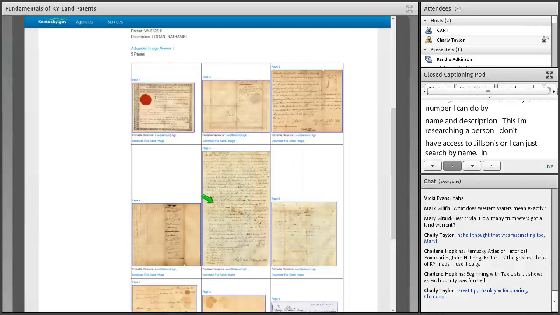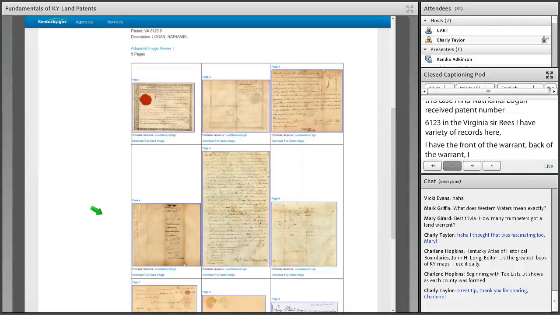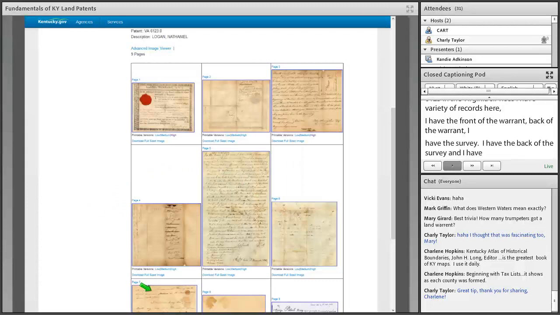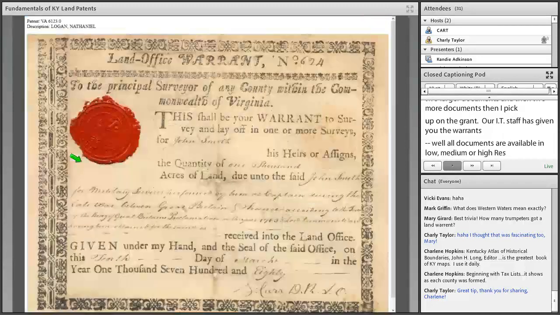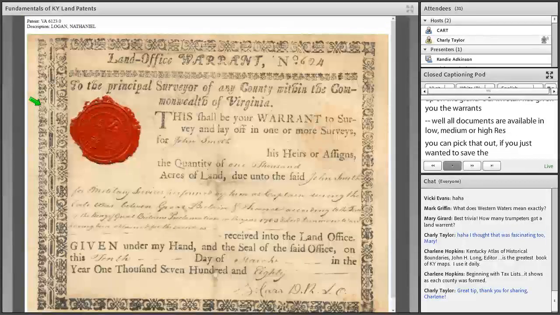And I have a variety of records here. I have the front of the warrant, the back of the warrant, I have the survey, I have the back of the survey, and I have two larger documents, and then two more documents, and then I pick up on the grant. Our IT staff has given you the warrants. All documents are available in low, medium, or high res, so you can pick that out. If, for example, you just wanted to save the warrant as a JPEG or a TIFF file, you could do that. Or if you just wanted to print that out, that's fine.